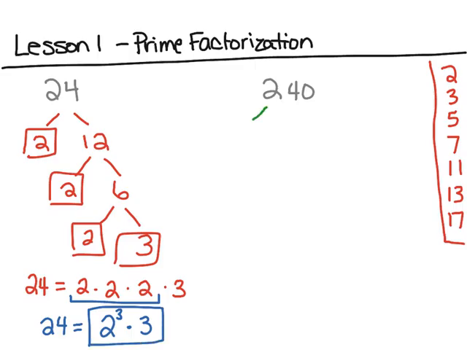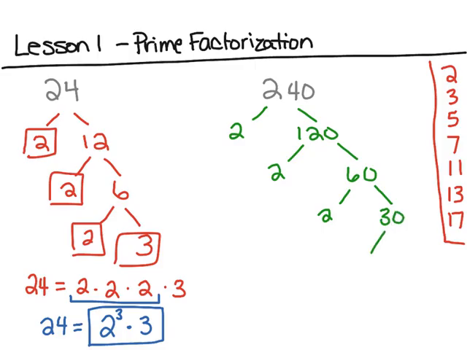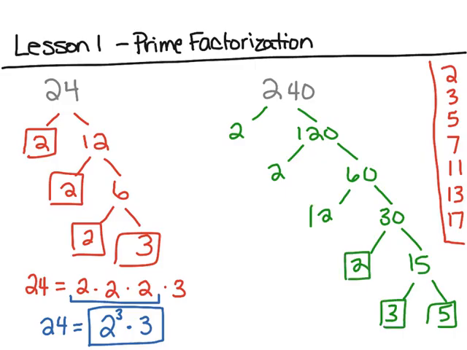240 can be broken down to 2 times 120. 120 can be broken down to 2 times 60. 60 can be broken down to 2 times 30. 30 can be broken down to 2 times 15. And 15 can be broken down to 3 times 5. Now that all of the ends of the branches are prime numbers, we can write it in prime factorization.